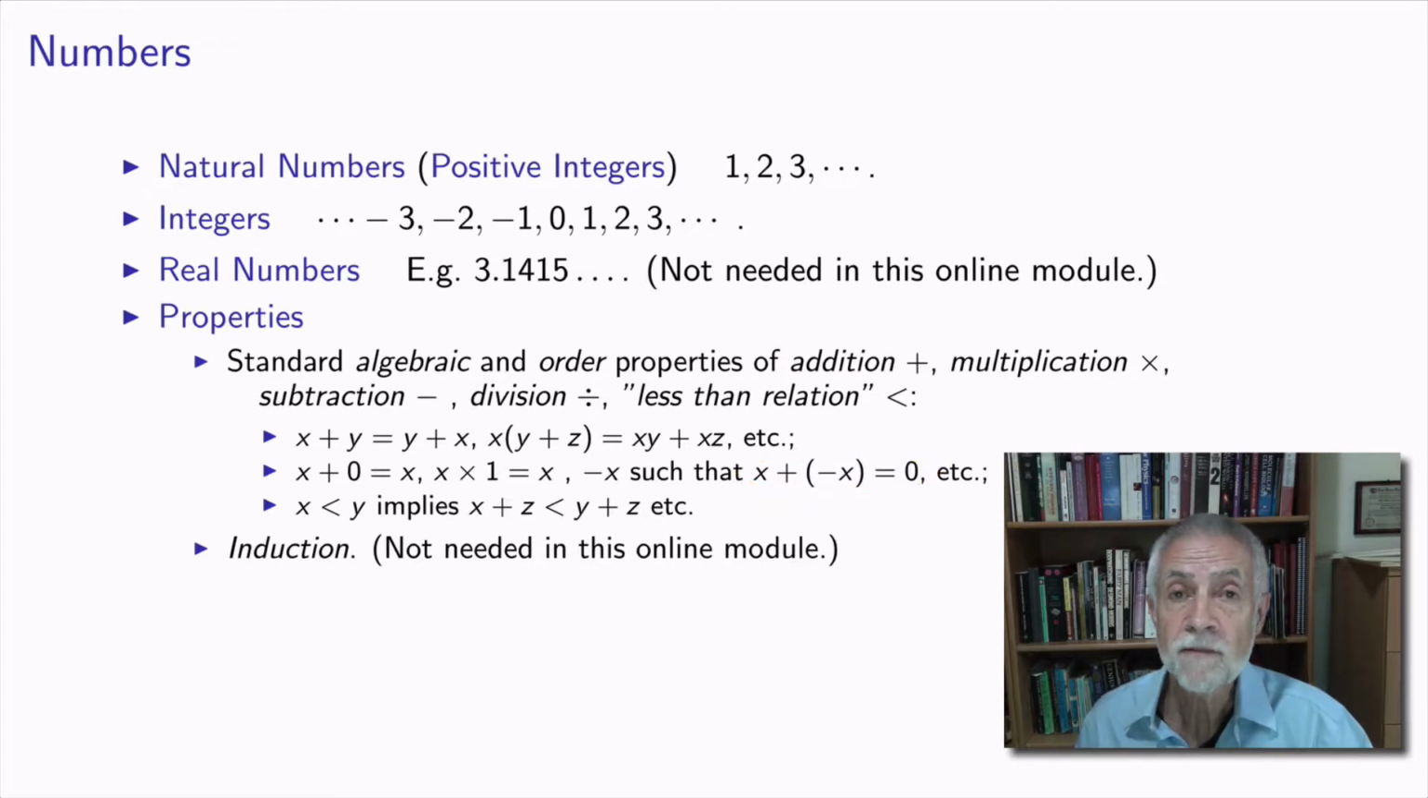We have the properties of order. For example, if x is less than y, then x plus z is less than y plus z for any x, y, and z. We also have the property of induction, which we won't particularly need in this online module.